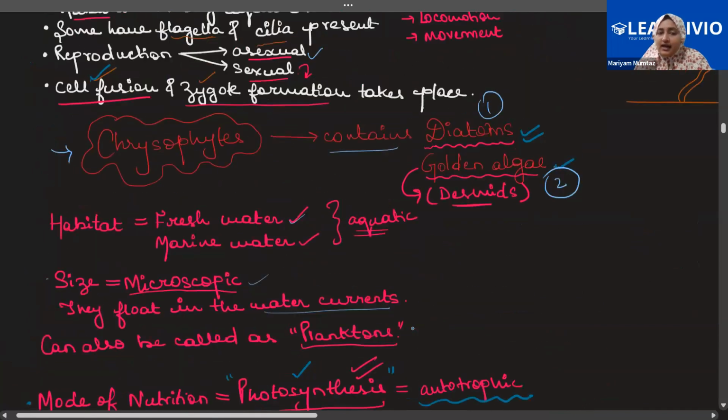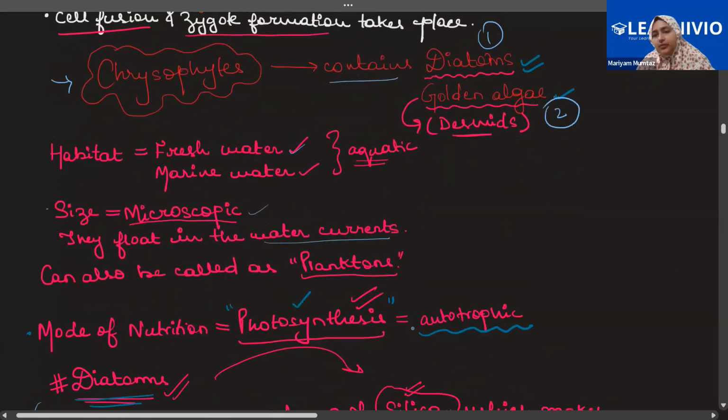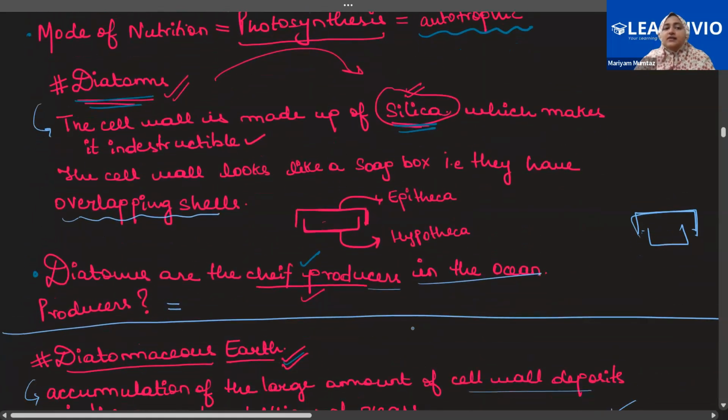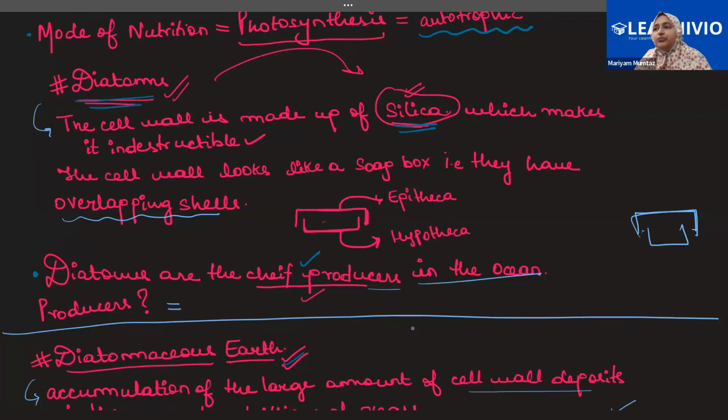Now, amongst the chrysophytes, the diatoms are very important, because many questions can come from diatoms. See, the diatoms' cell wall is made up of silica. Silica is a very hard and very strong substance. So since silica is there in the cell wall, it makes the cell wall indestructible. It's not easy to destroy the cell wall.